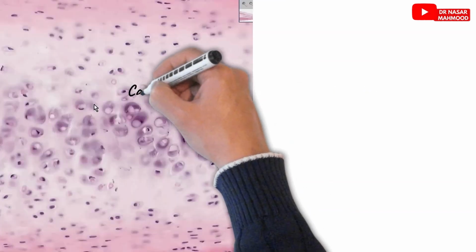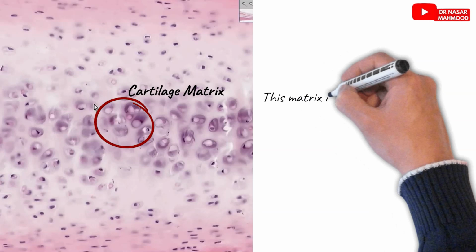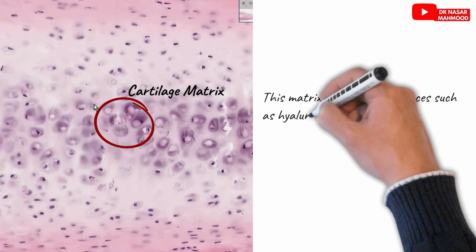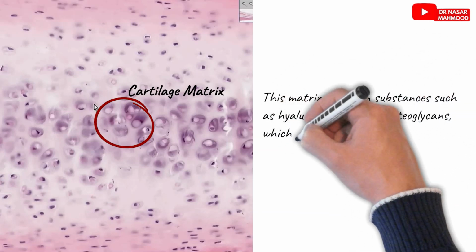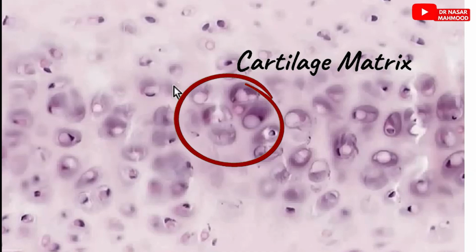The extracellular matrix of the cartilage appears bluish in histological staining. This matrix is rich in substances such as hyaluronic acid and proteoglycans, which give cartilage a smooth, resilient structure. You may notice that the matrix appears denser around the cells and less dense in areas away from them.